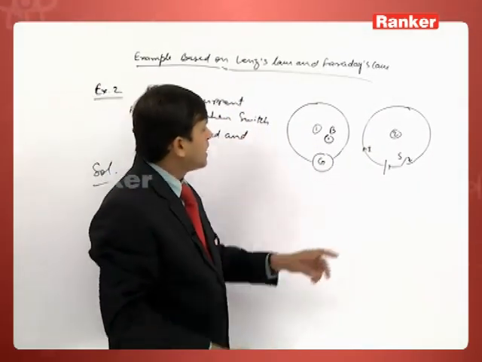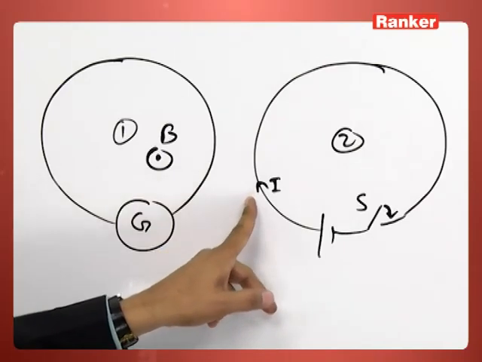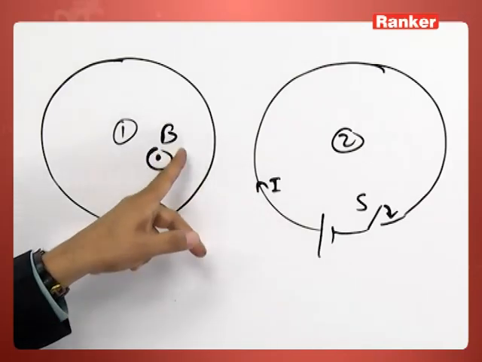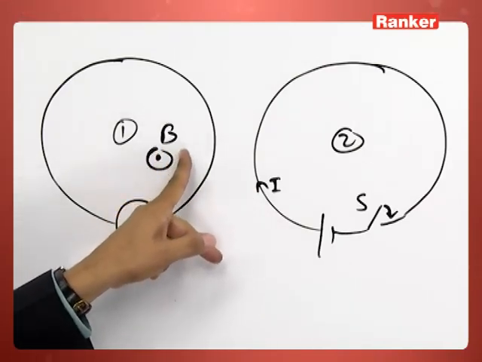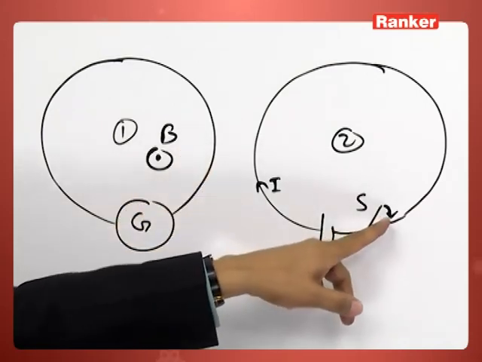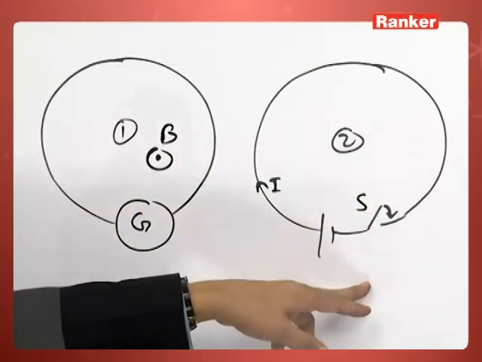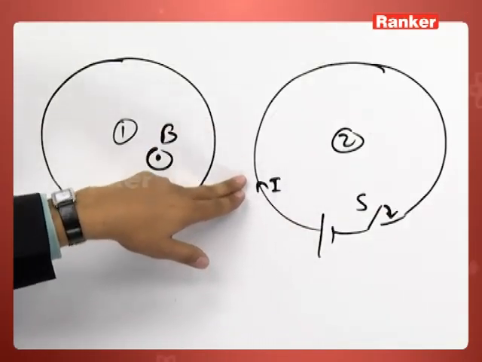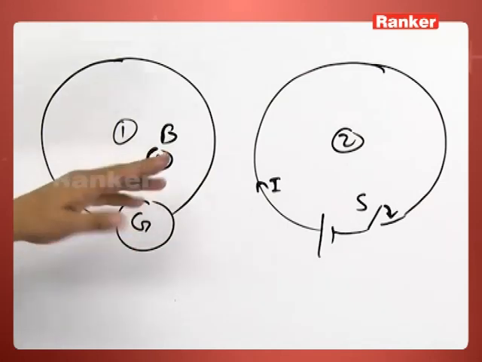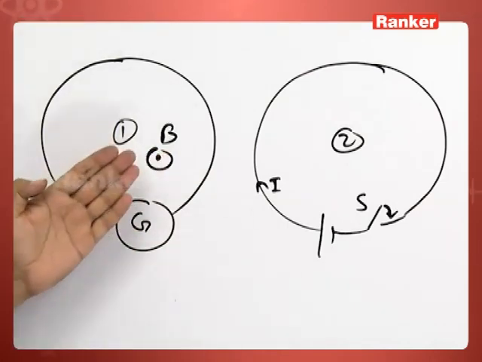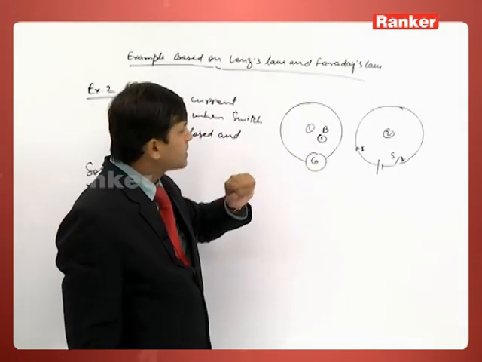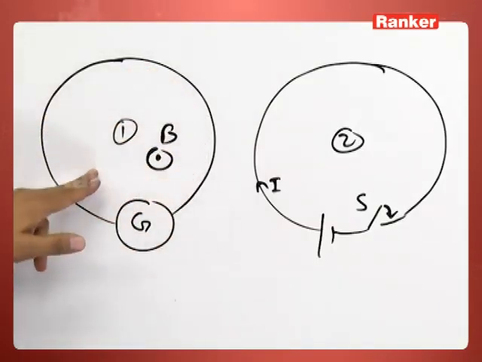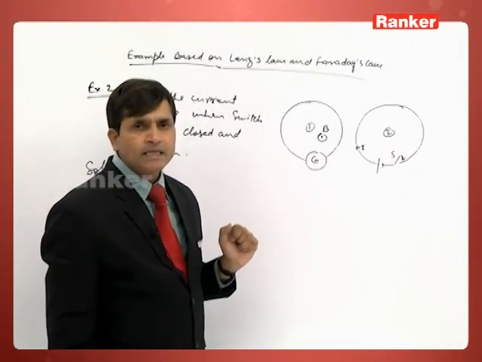And now, as current I is increasing, this B value also increases. Earlier, when the switch S was open, no current was there. Now, as soon as the switch is closed, current I starts increasing. The B value in the outward magnetic field increases. So, the flux associated with loop 1 increases.